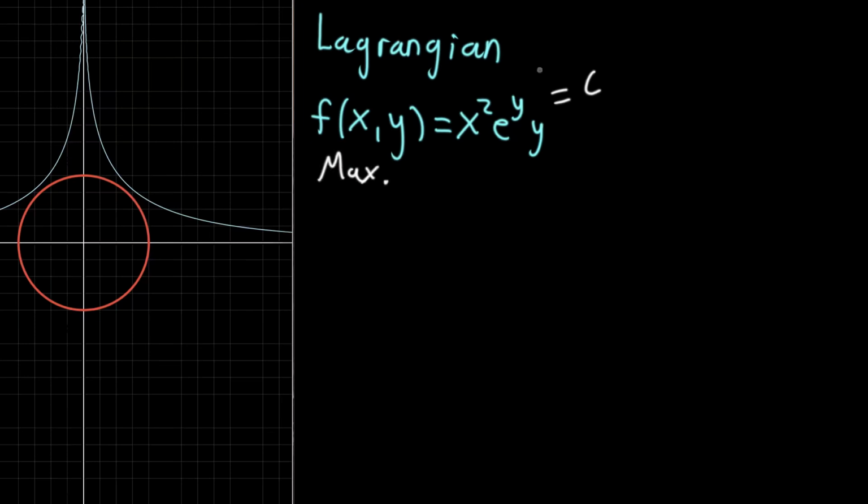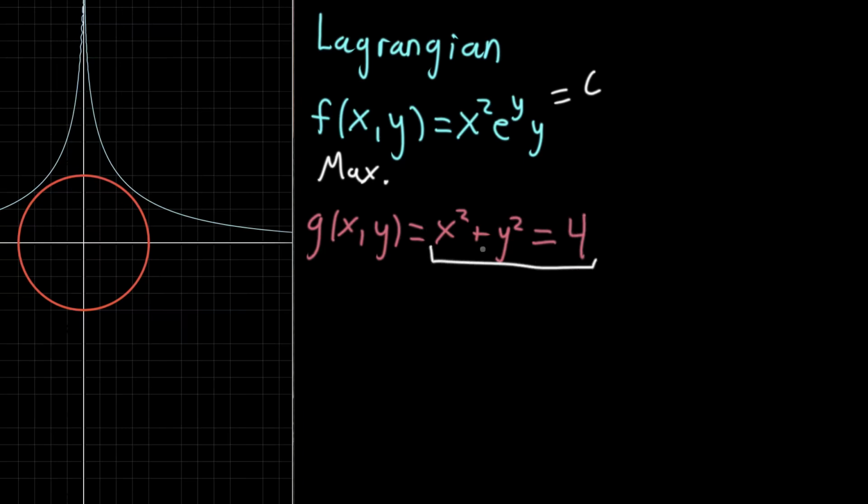And of course, it's not just that. The reason we call it a constrained optimization problem is because there's some kind of constraint, some kind of other function, g of x, y, in this case, x squared plus y squared, and we want to say that this has to equal some specific amount. In this case, I'm going to set it equal to 4. So we say you can't look at any x, y to maximize this function. You're limited to the values of x and y that satisfy this property.